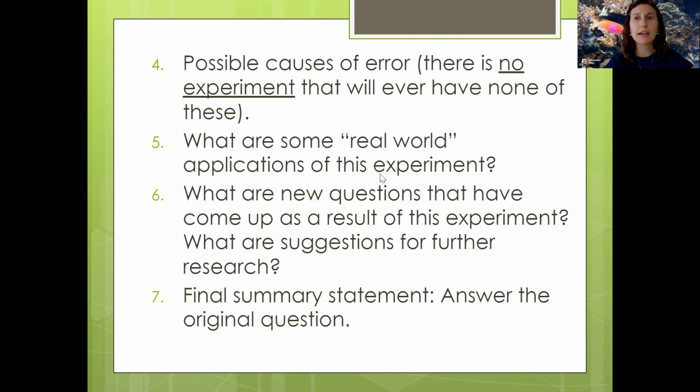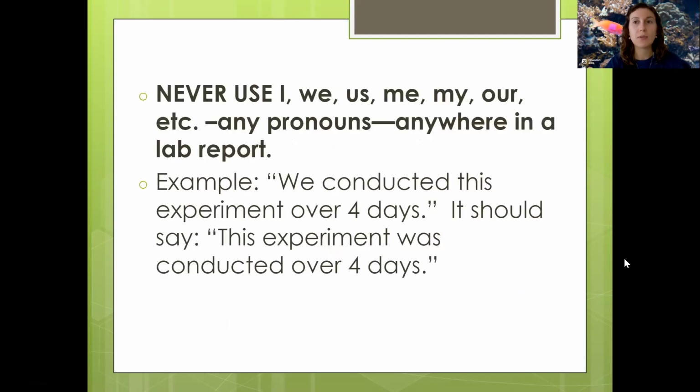We want to actually apply this to the real world. We want to connect it back up to that top level, that background knowledge. And finally, we want to have that final summary statement. We are almost done. I'll remind you guys when we get to this part of our actual experiments, never use I, we, us, me, no pronouns. We want to make sure that it is very objective. So the experiment, the scientist, or it was found, not we found. We want to make it as objective as possible.